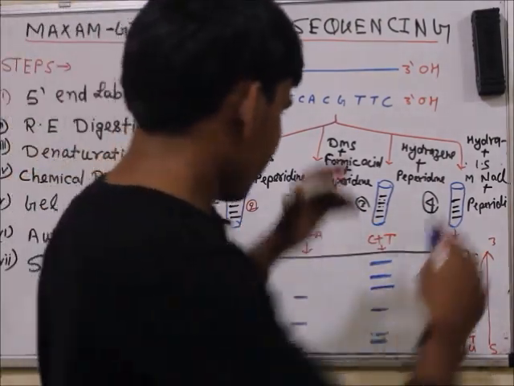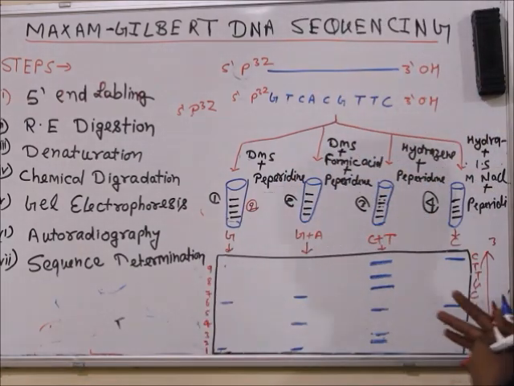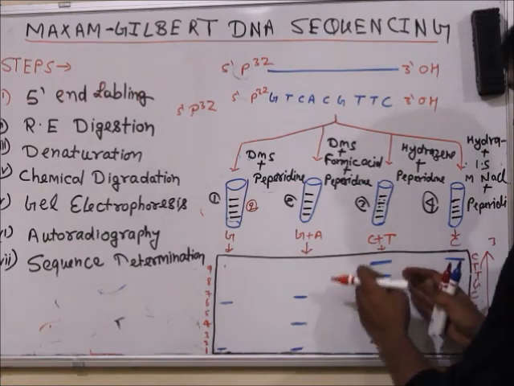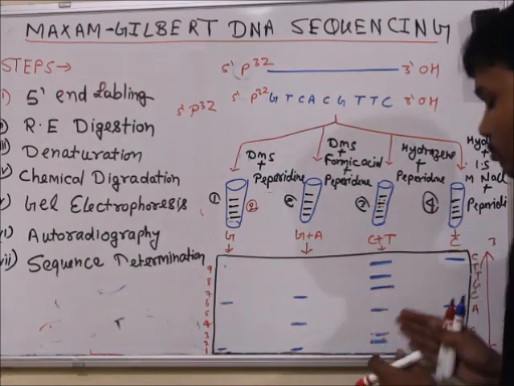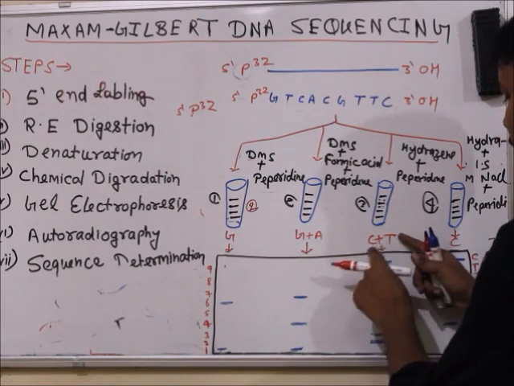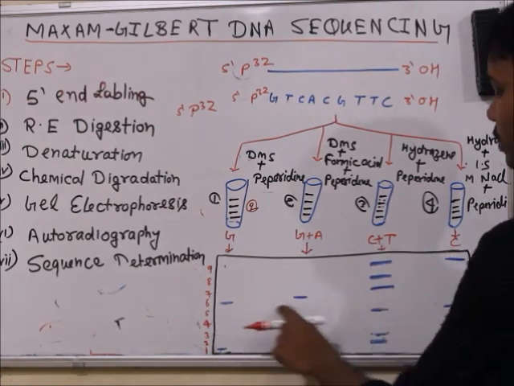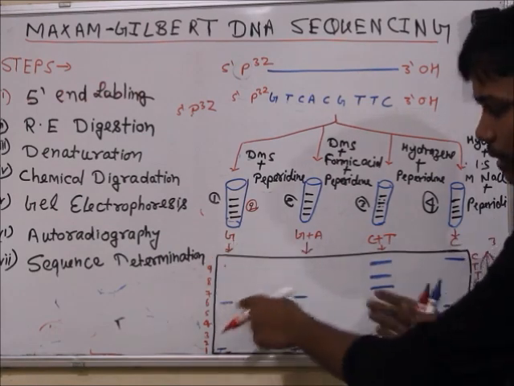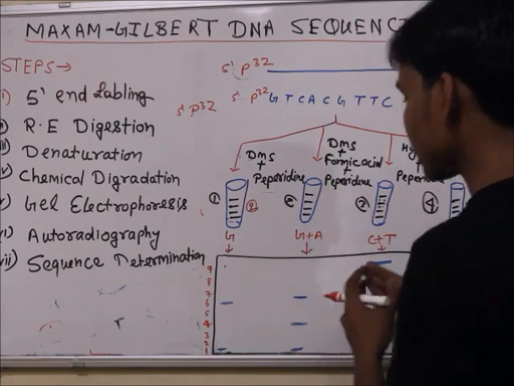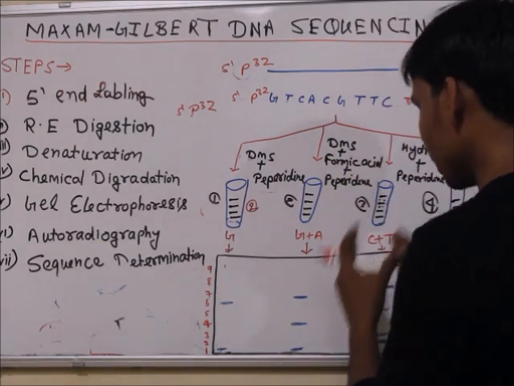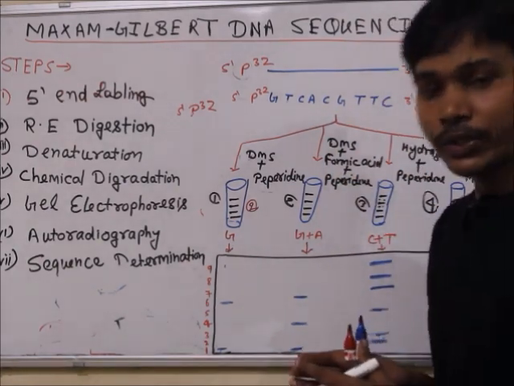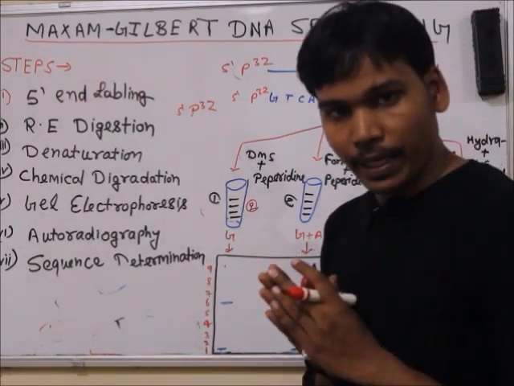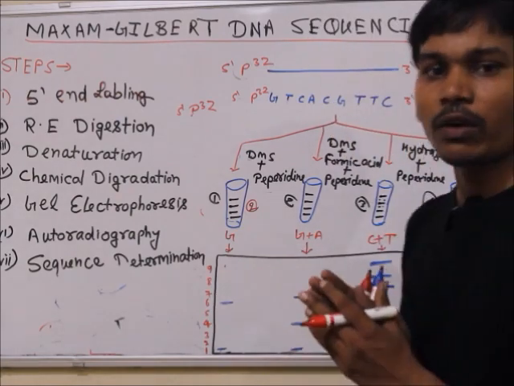So in this Maxam Gilbert method, you will find the differences from Sanger: overlapping fragments are obtained, that is in the C plus T and C, and G plus A and G, matching sequences would be obtained. This is the Maxam Gilbert DNA sequencing method in the gel. But you have seen in the Sanger method of sequencing there is not any overlapping of the bands in the gel electrophoresis.